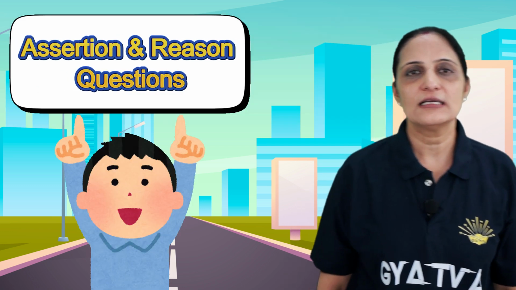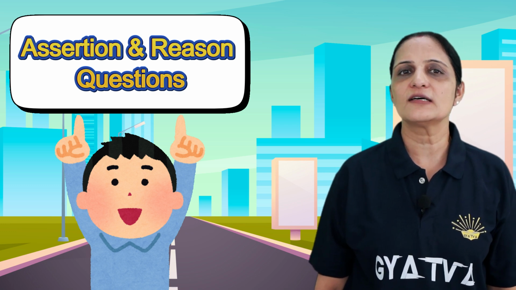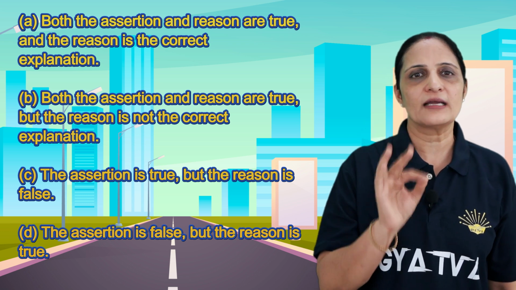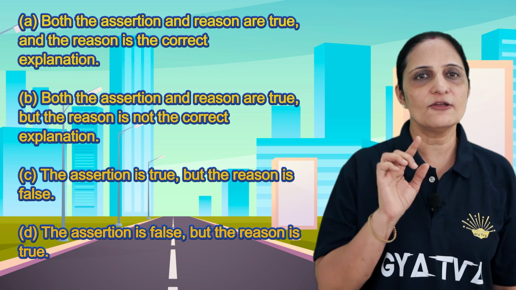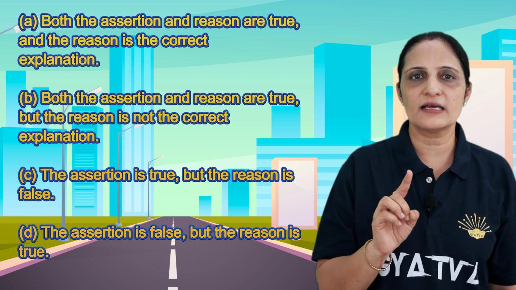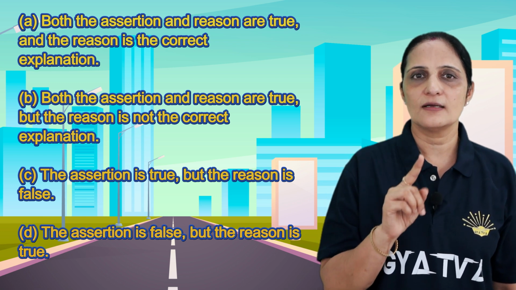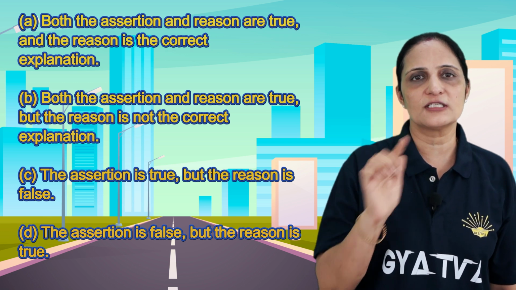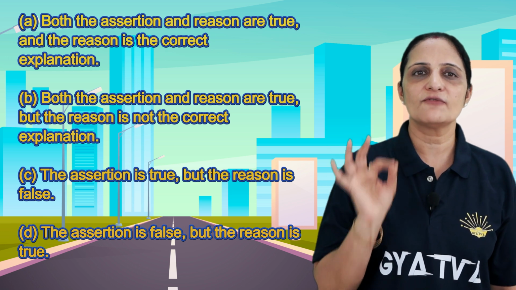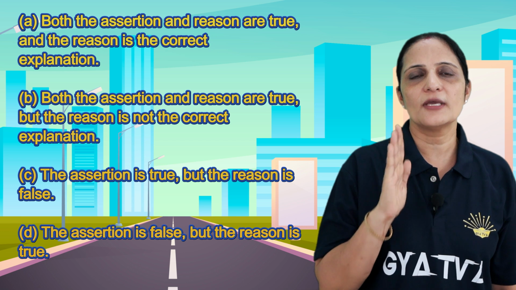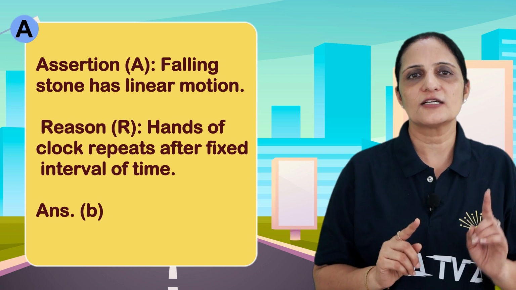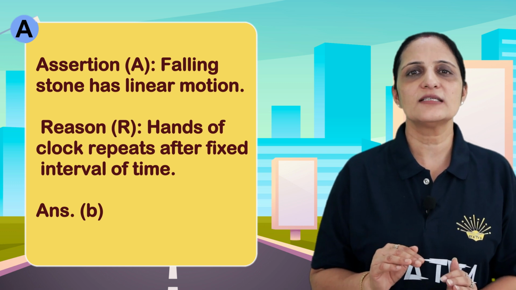Assertion and reason questions. See, in these questions, children, you will be provided with 4 options. If both assertion and reason are true and reason gives you the correct explanation of assertion A, then you will mark option A. If assertion and reason are both true but reason is not the correct explanation, then you will give option B. Assertion true, reason false, option C. Assertion false, reason true, option D. So every time you are marking the options, make sure that you read what A, B, C and D mean. Alright, first question, assertion: falling stone has linear motion.